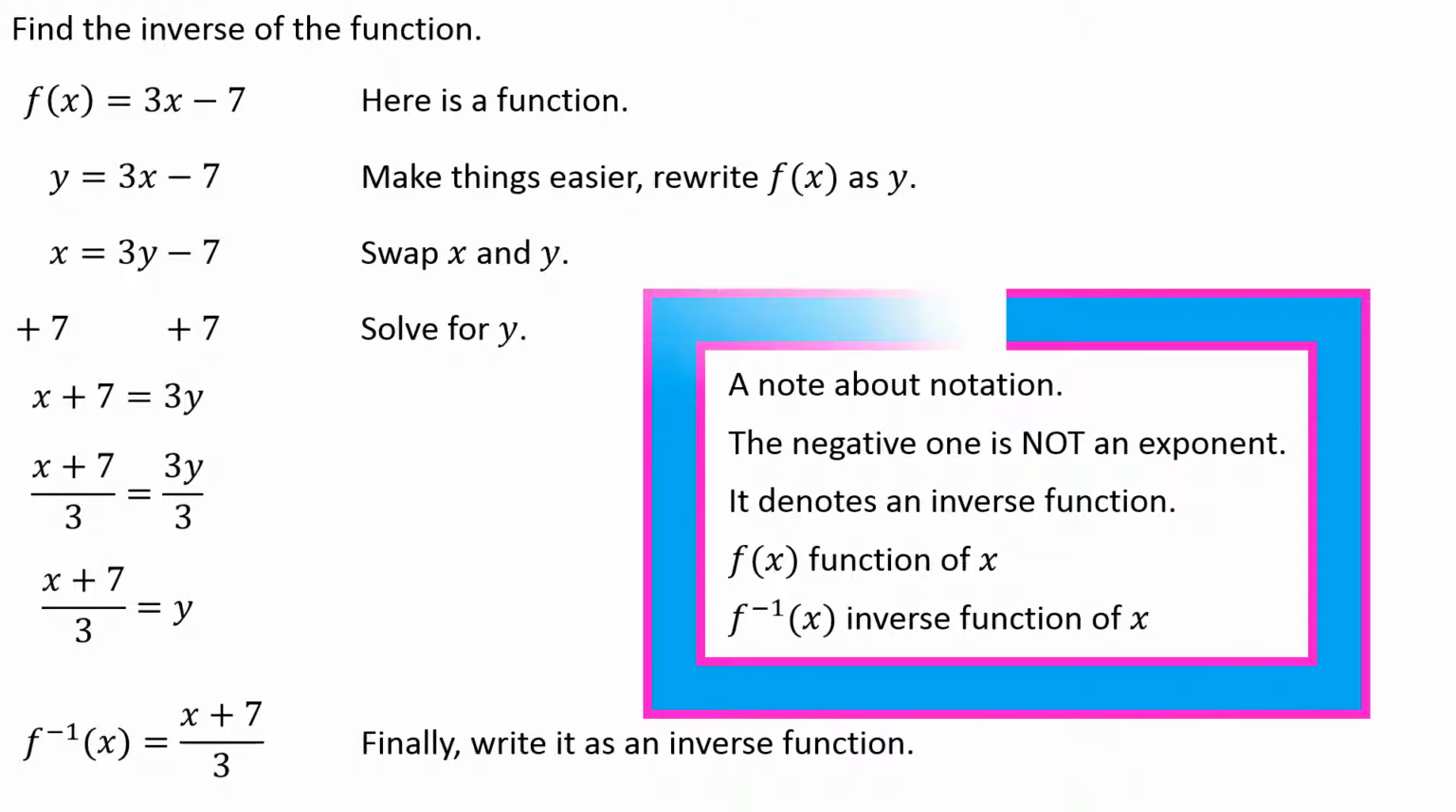Please do not confuse this with plain old numbers with exponents. F to the negative 1 does not mean that I want 1 over f. I'm not doing a reciprocal. I'm doing an inverse function. In function notation, that negative 1 is not an exponent. It tells me it's an inverse function.